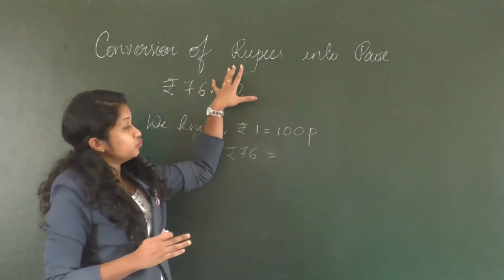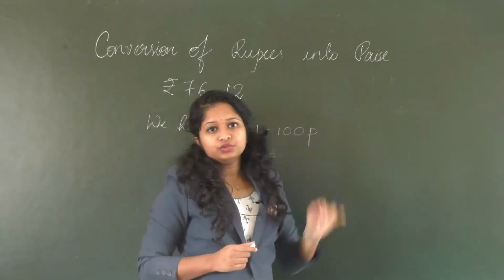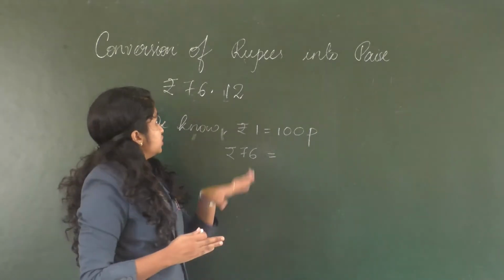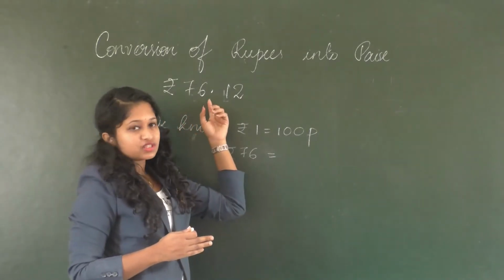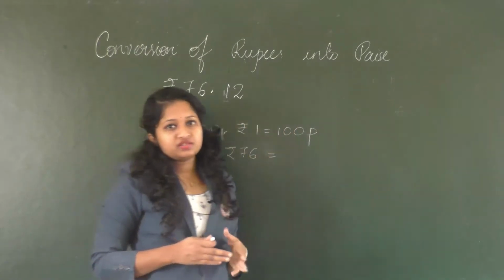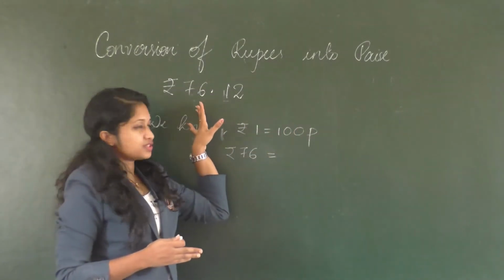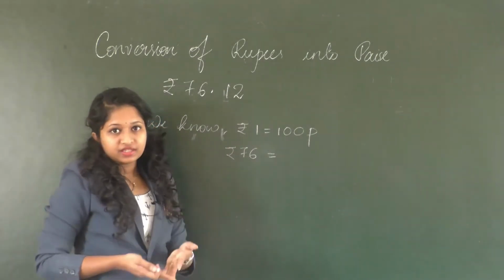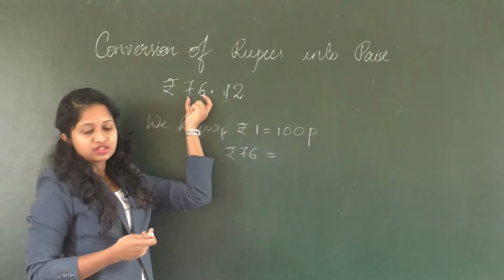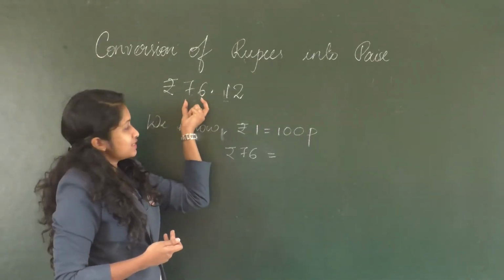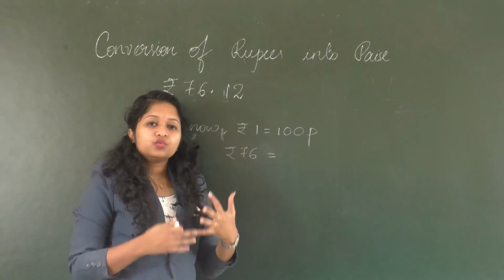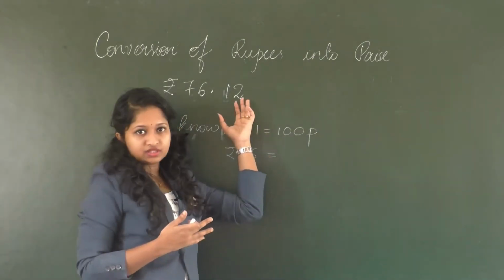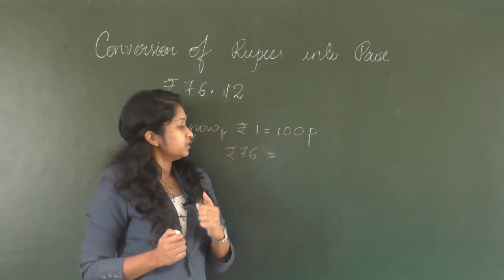So now let's learn the conversion of rupees into paise. Here I have a question: convert rupees 76.12 into paise. So this is 76 rupees 12 paise. We should convert this into paise. Take this rupees part, rupees 76, first and convert this to paise, and then add that to the given paise. Okay. So let's start.